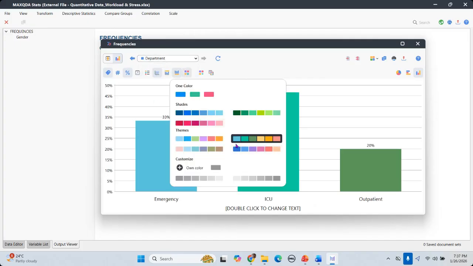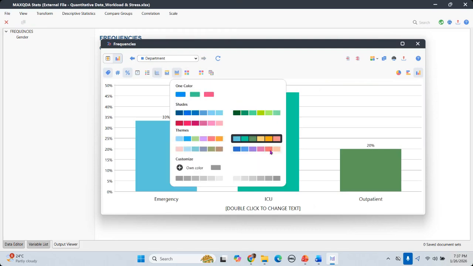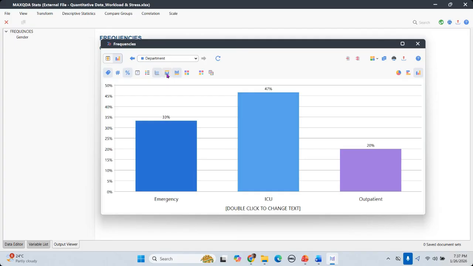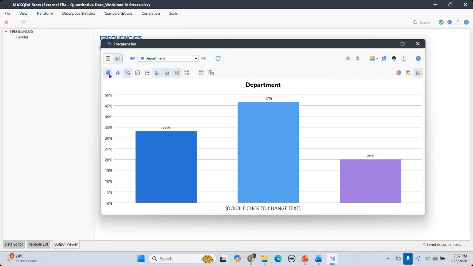Let me choose some colors. Are you able to see some changes? Okay. Then I want to have a title. This is a department title. Right now, it is showing this percentage. If I want to show in decimals, I can show. But I don't want to show any decimals. I want to show in percentage. I can also display labels. This is the label here. Emergency, ICU, output. If I don't want to show the particular labels, I can click on it.